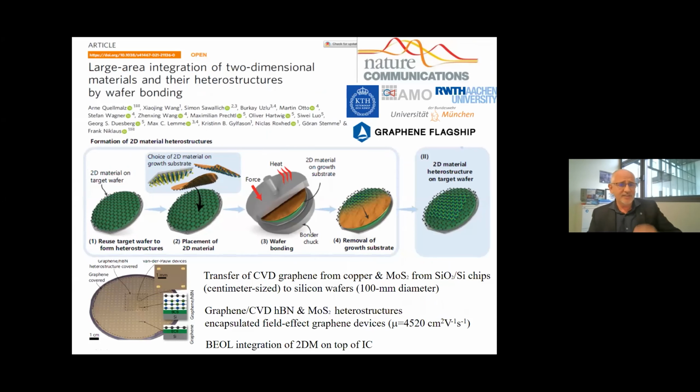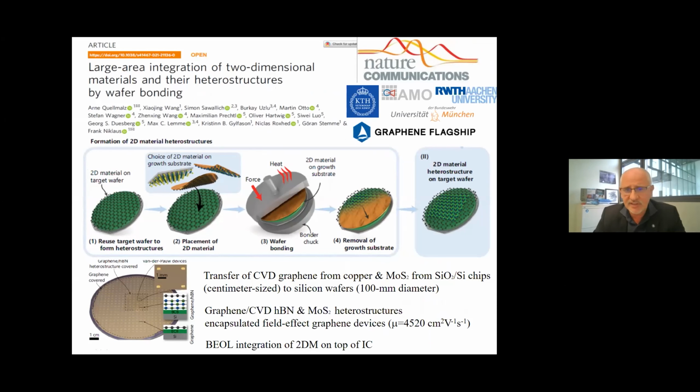So finally, I found this breakthrough, which I put in my presentation just this morning, which is also the large-scale, wafer-scale integration of two-dimensional material-based heterostructures, which is also essential for certain types of applications.